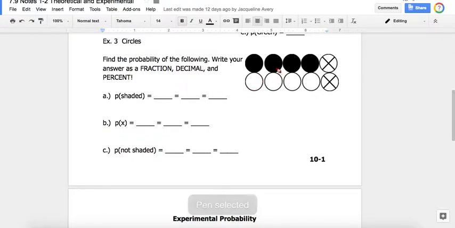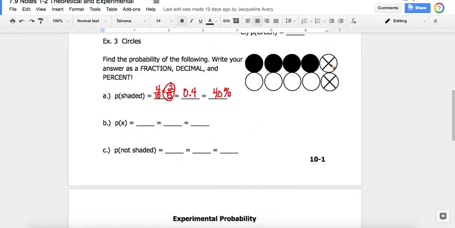Okay, so the probability of shaded is 1, 2, 3, 4 out of 10. And I don't have a lot of room here, so I'm not going to be able to show my division, but I can divide top and bottom by 2, and that will give me 2/5. Now, to get the decimal, since our initial fraction was 4/10, then we can just write the decimal for 4/10, 0.4. And remember to change a decimal to a percent, move it 2 to the right, so that would give us 40%.